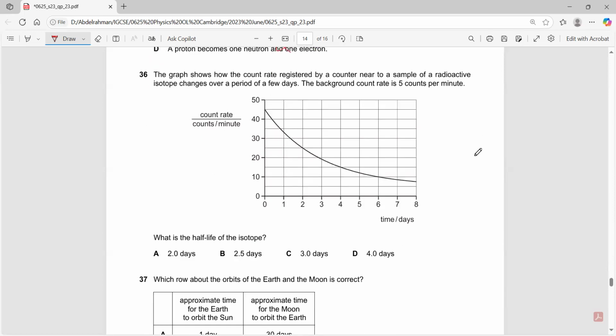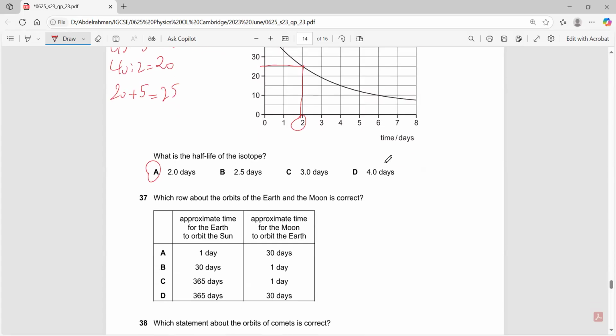The graph shows how the count rate registered by the counter near a sample of radioactive source changes. The background count rate is 5 counts per minute. What is the half-life? If you have background radiation, minus, divide, and plus. 45 minus 5 is 40. 40 divided by 2 is 20. 20 plus 5 is 25. So at 25, the half-life would be 2 days.